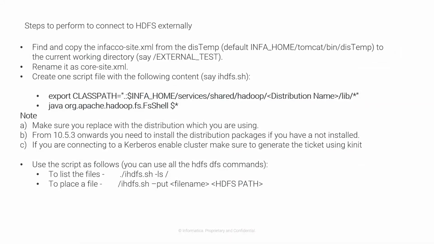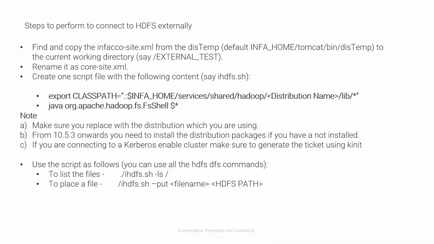First, we need to find the copy of the hdfs-site.xml from the DTM. If you are running a mapping and it is failing, in the mapping log you can find the hdfs-site.xml location, which you can copy to a directory called external test or any other directory. Then we need to rename the hdfs-site.xml as core-site.xml.